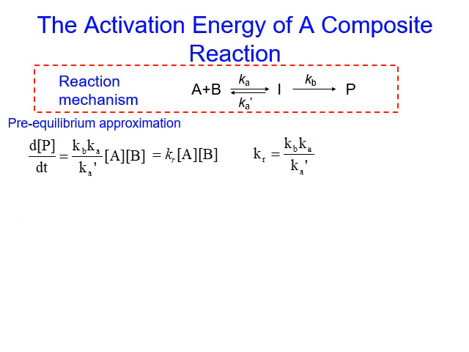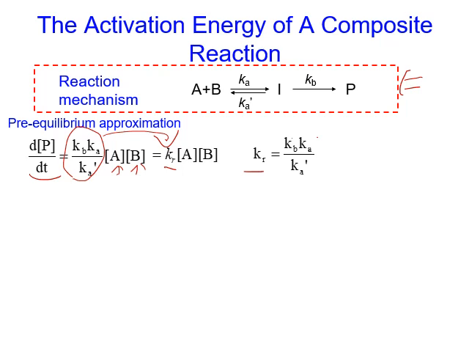How do we find the activation energy for a composite reaction with a complex mechanism like this? The pre-equilibrium approximation tells us that the overall rate law is first order with respect to A, first order with respect to B, and the rate constant is the combination of the three small rate constants. So combined together they give you the total rate constant. So the total rate constant equals Ka, Kb, over Ka prime.